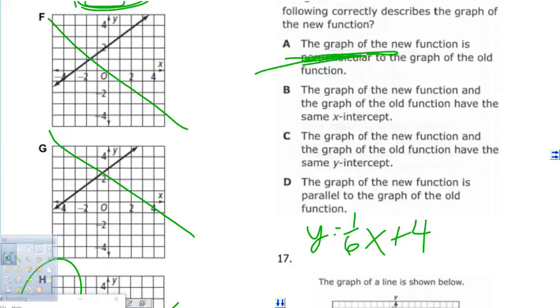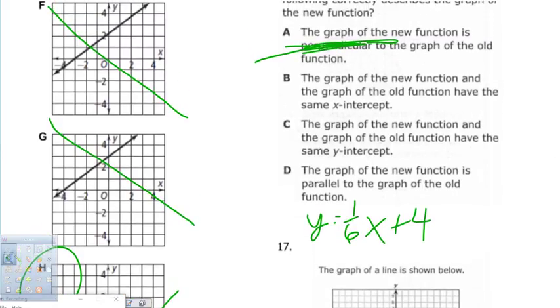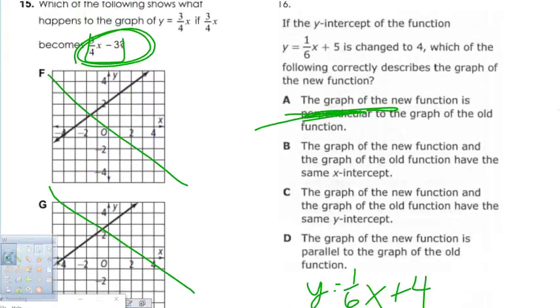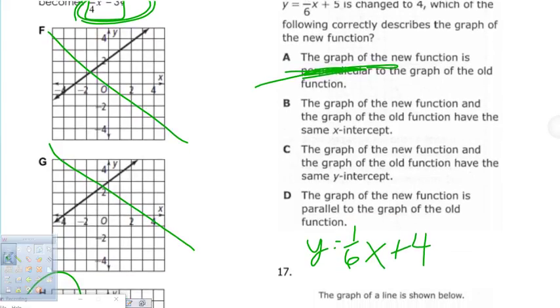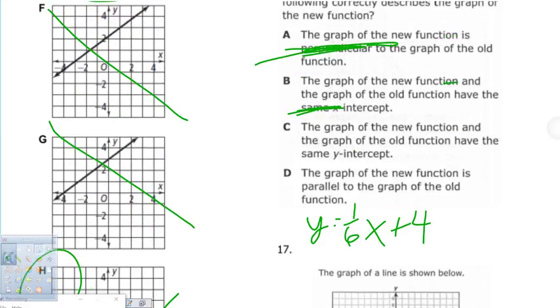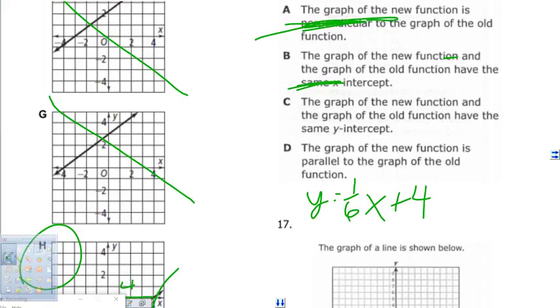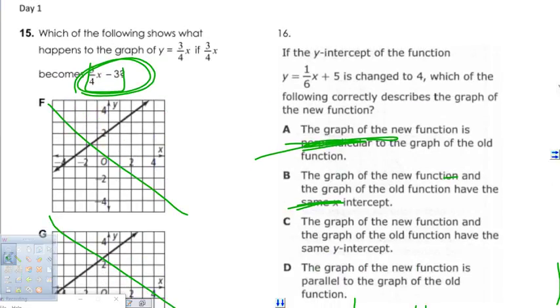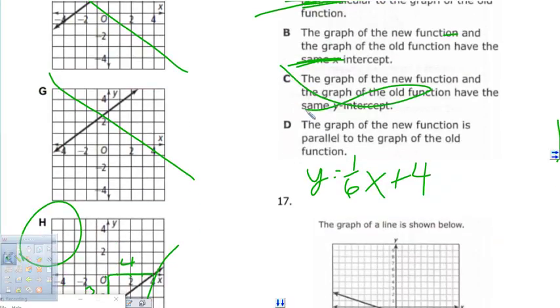Okay, the graph of the new function and the graph of the old function have the same x-intercept. Well, no, that's not going to work because the x-intercept of this is going to change because we changed the y-intercept as well. So that doesn't work. Nope, should be different. Okay, the graph of the new function and the graph of the old function have the same y-intercept. Well, it just spells it out for you right here. The y-intercept of the function is changed. So, no, that's a big no.